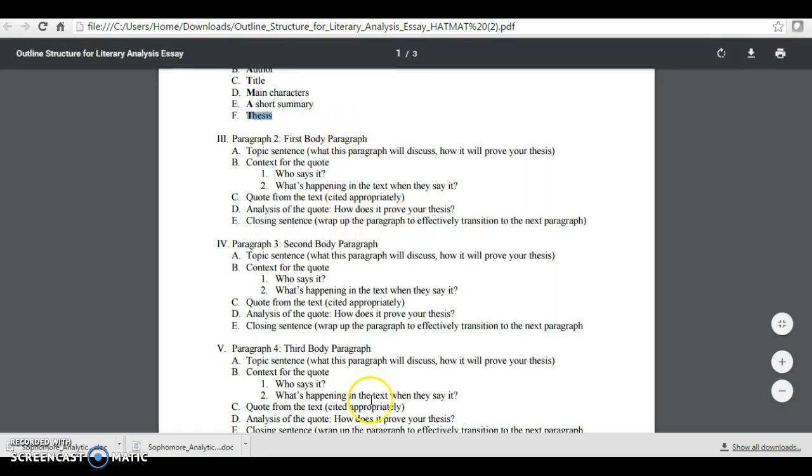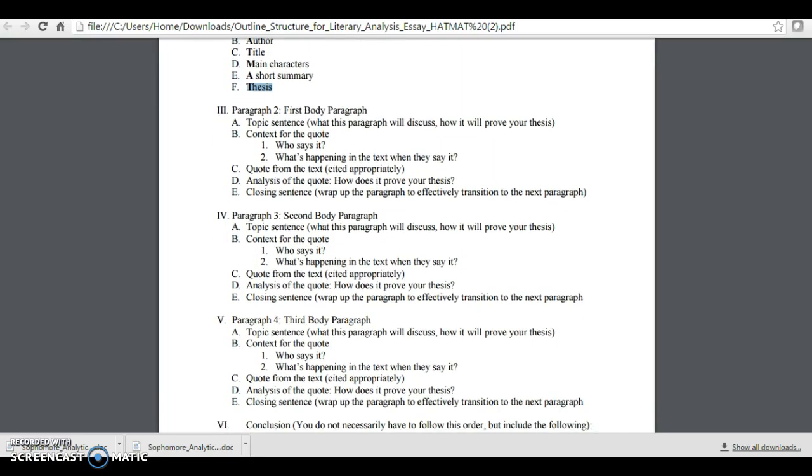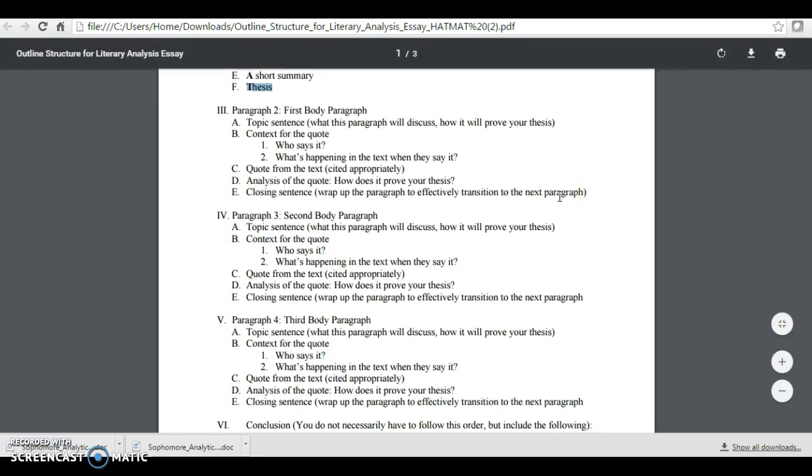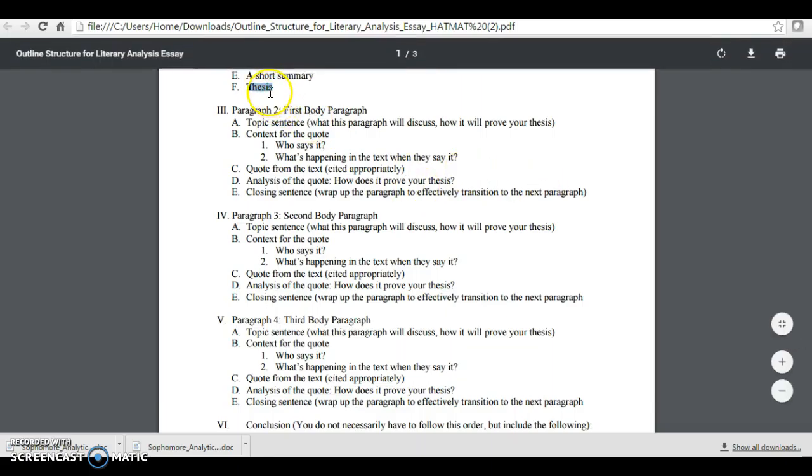And then 3 body paragraphs. This is typical for a shorter essay in English class or on the SAT, where you need kind of 3 components of your body paragraph to support your thesis. You need a topic sentence, and I'll refer to this as a claim sentence.